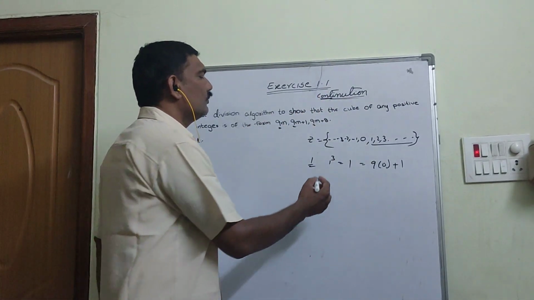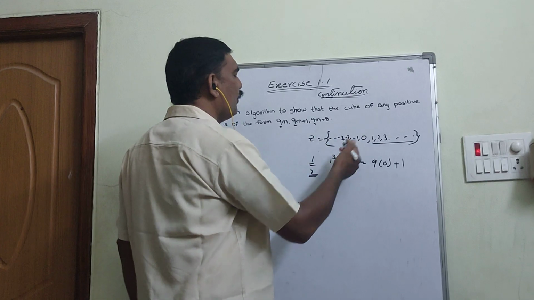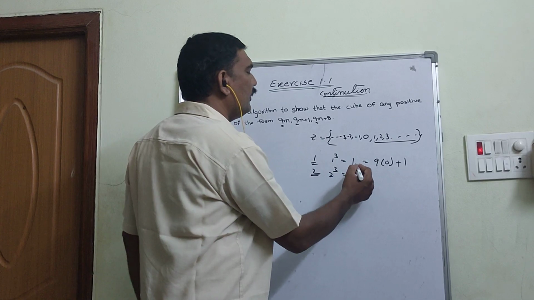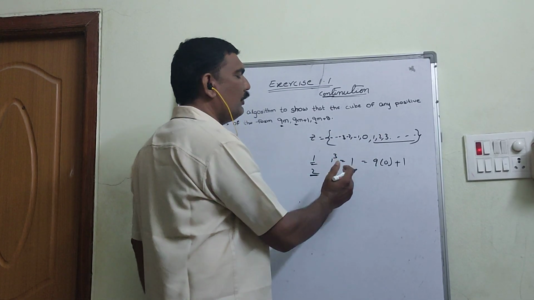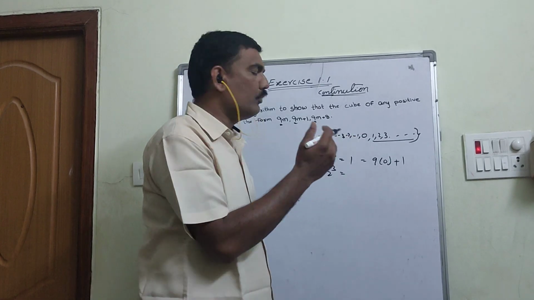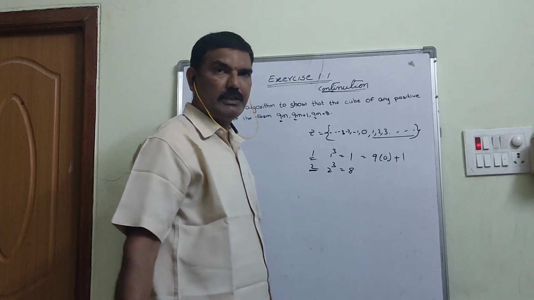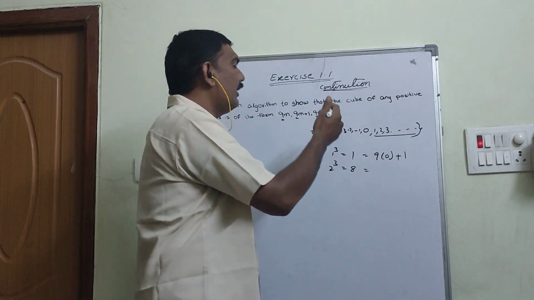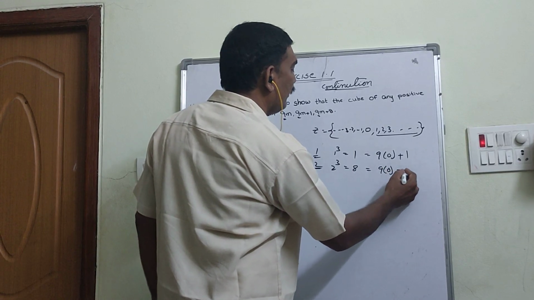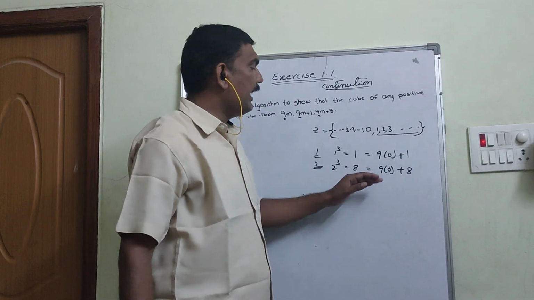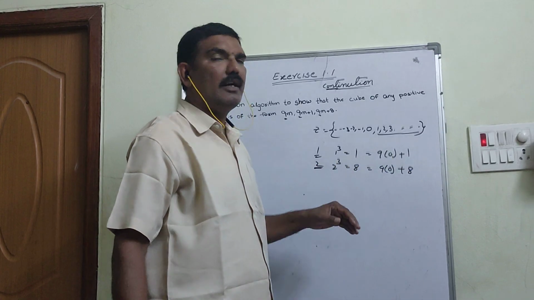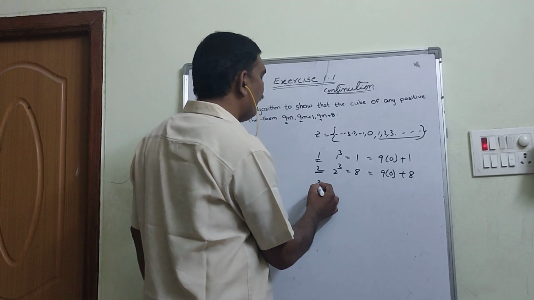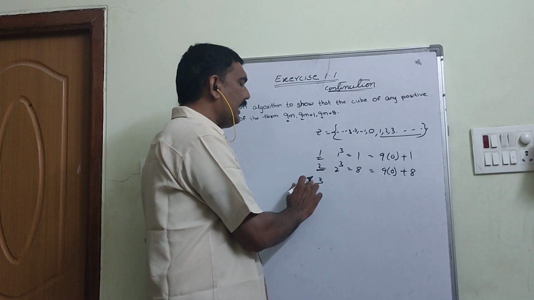Now take 2. I did the cubing and got 2 cube. 2 cube means a into a into a: 2 into 2 into 2. How much will I get? 8. How can I write 8 in the form of Euclid's division lemma? 9 into 0 plus 8. 9 into 0 is 0 only, 0 plus 8 is 8. Again it is in the form of 9m plus 8.